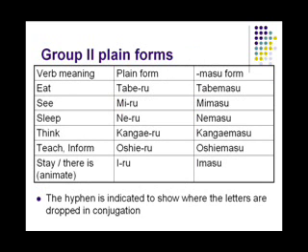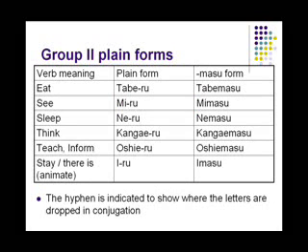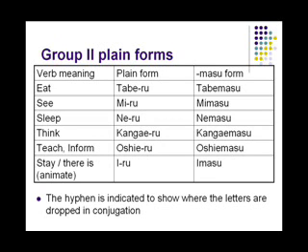Let us look at a few more group 2 plain forms. We have already seen the plain form of eat and see. Eat is taberu. See is miru. The other word is sleep. Sleep is neru. Neru, nemasu, nemasen, nemashita, nemasen deshita, nete, nete imasu, nete kudasai, nemashou, nemashou ka. These will be the variations.